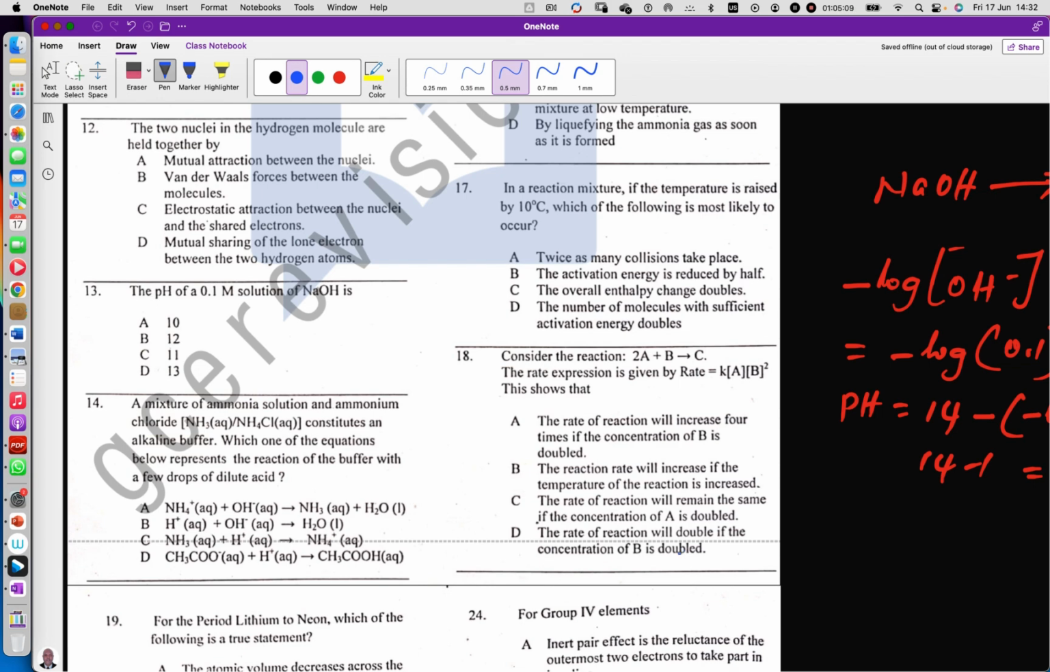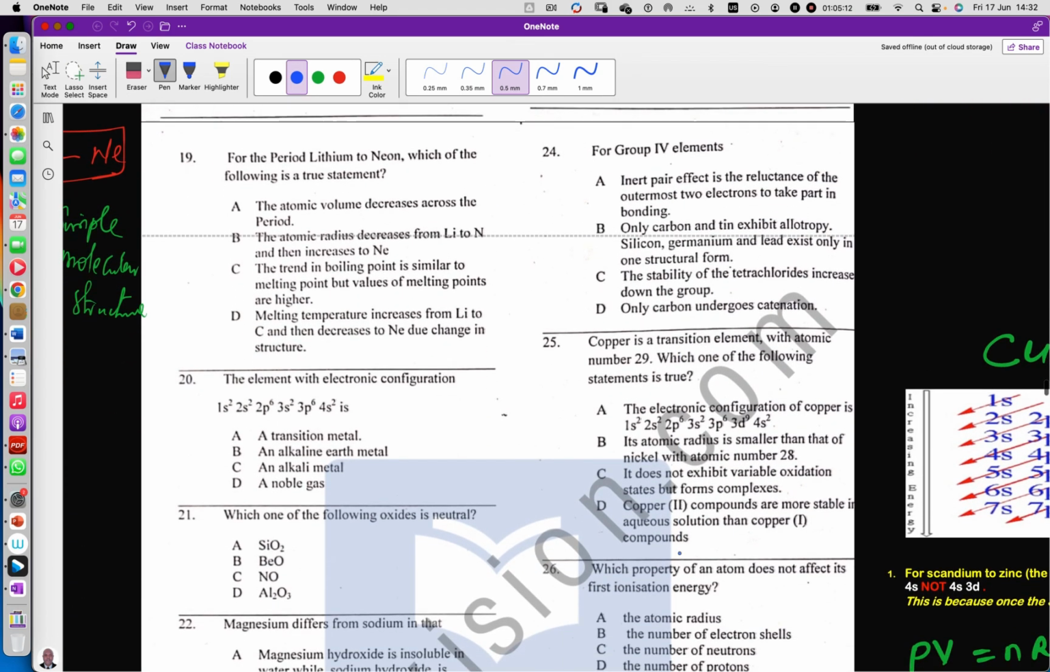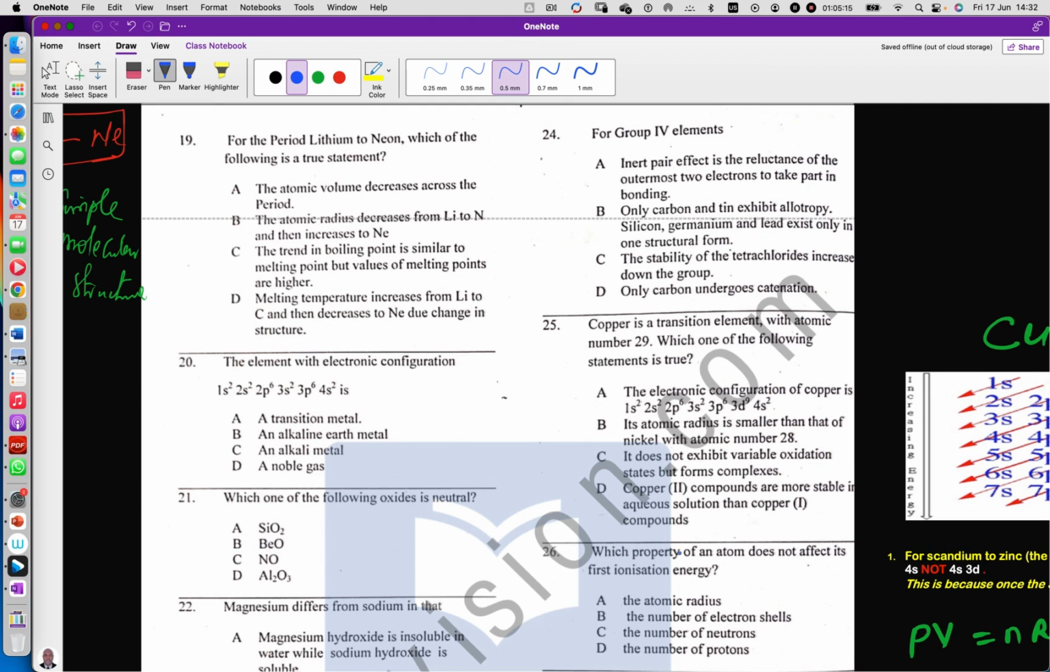Okay, question number 19. Question number 19 has to do with maybe the periodic table. For the period lithium to neon, which of the following is a true statement? Period lithium to neon, that is period 2 of the periodic table, if I'm right. Lithium, boron, carbon, nitrogen, and I think neon, something like that. Which of the following is a true statement regarding this period?